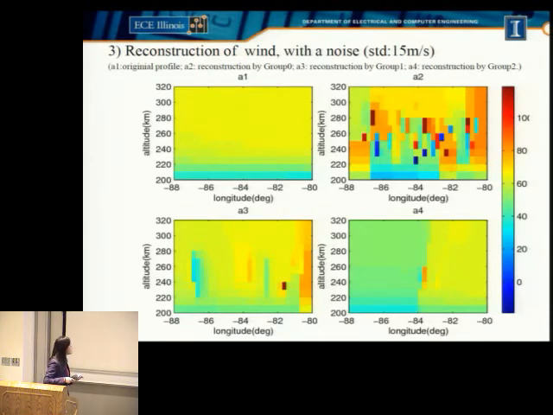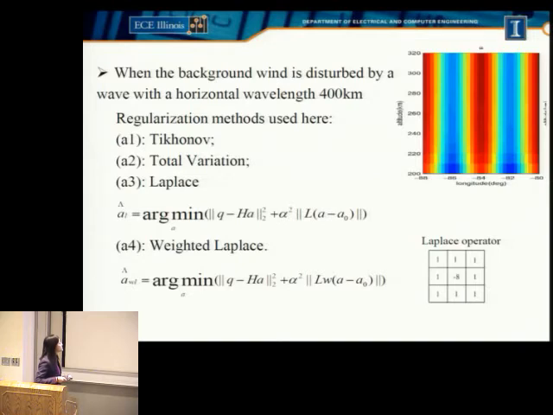And the A3 is the best among these three observations, and A4 is not good because remember, our observations are only concentrated in this region, so we do not get information in this region. So next, I simulated when the background wind is disturbed by some wave with a horizontal wavelength around 400 kilometers, like showing in this plot.